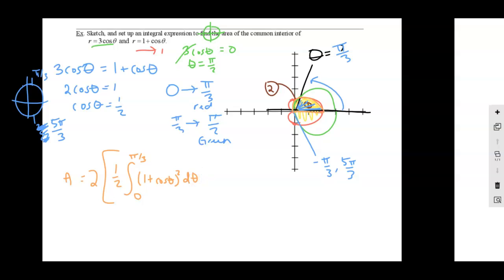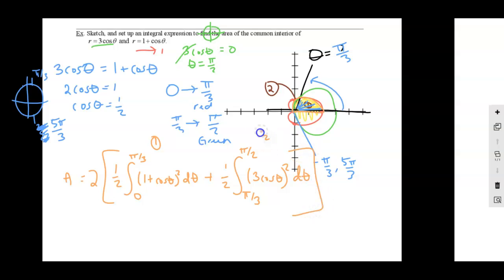D theta. So there's that first region 1. And then I need to add the next one, which is going to be 1/2, and that's from pi over 3 to pi over 2, and then we had the other one, which was the circle, 3 cosine theta.